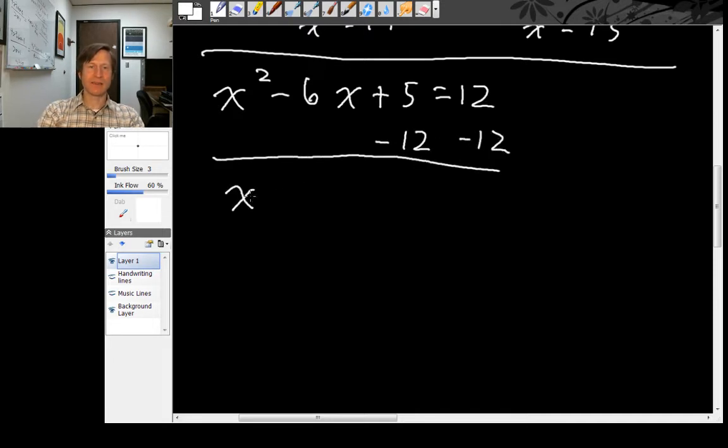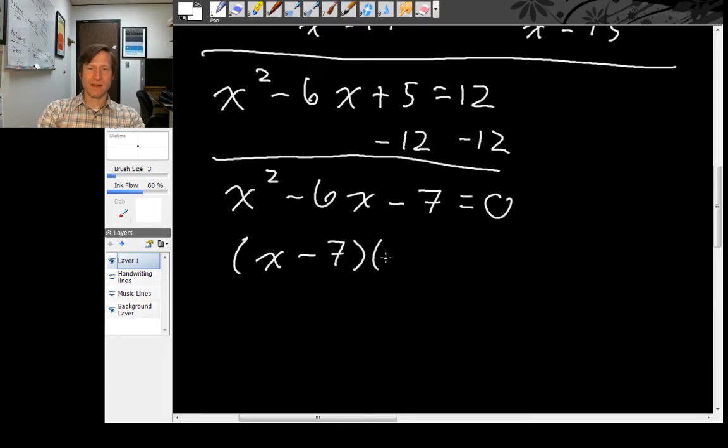Now we have x squared minus 6x. 5 minus 12 is negative 7. And then on the right-hand side, 12 minus 12, that's 0. Now we can factor the left-hand side. It looks like x minus 7 times x plus 1 is going to work, equals 0. And now we can use the zero product property. The left-hand side is a product, the right-hand side is 0.